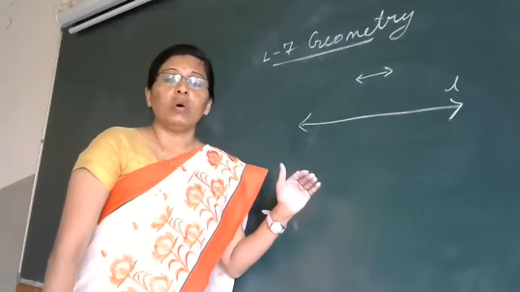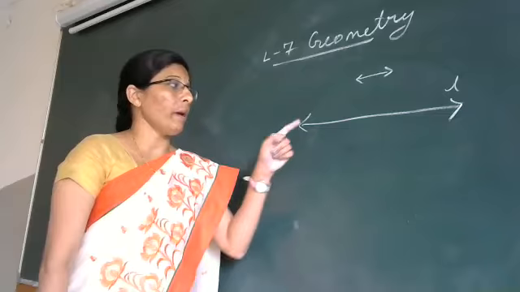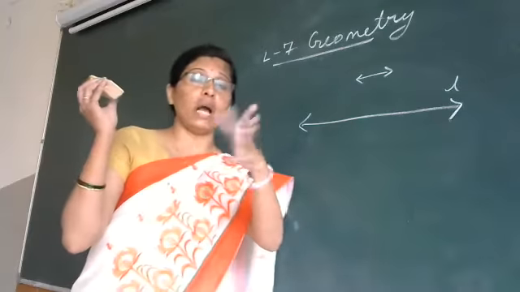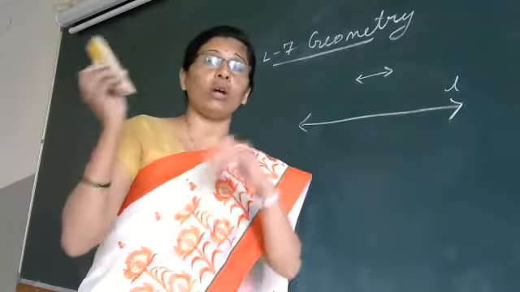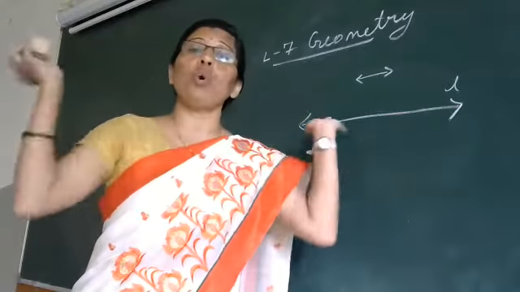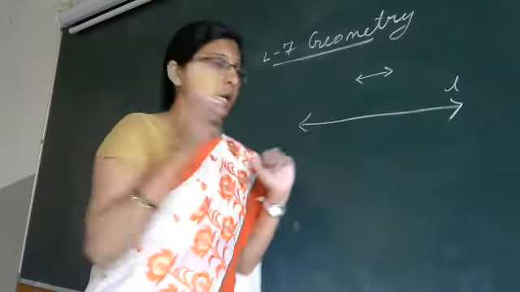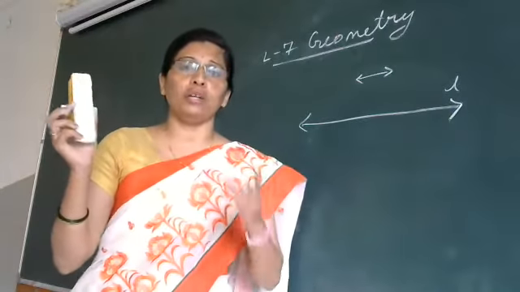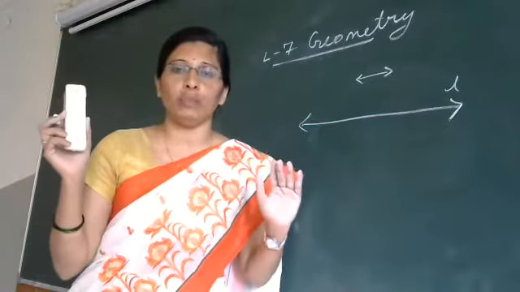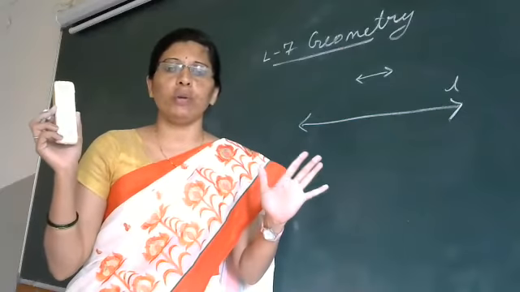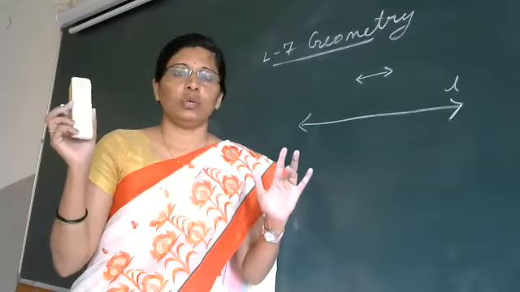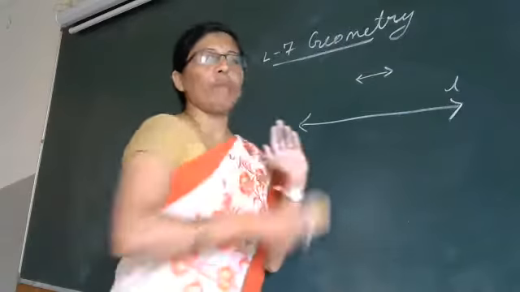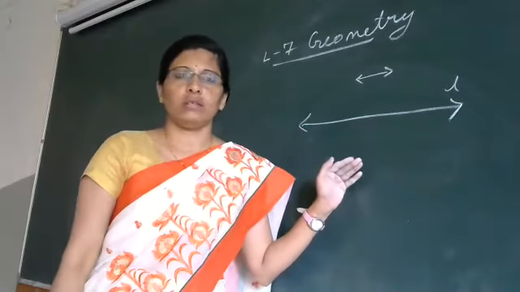Now, one more thing. You have to remember that a line extends on both sides. It doesn't have any starting or ending point. It continues on both sides. This side it continues. There is no end for a line. So a line doesn't have any endpoint. This you have to remember: no beginning and no ending. It continues from both sides.